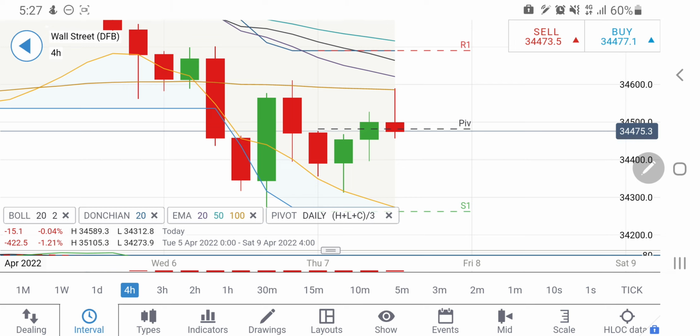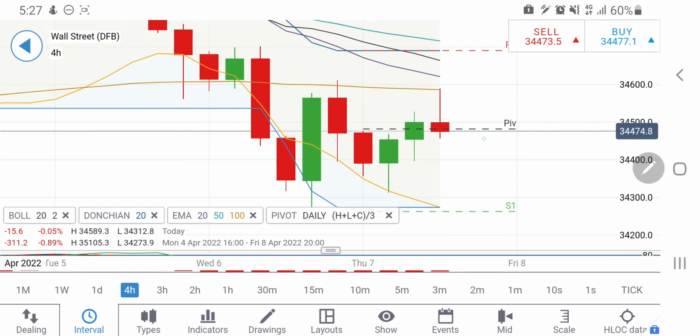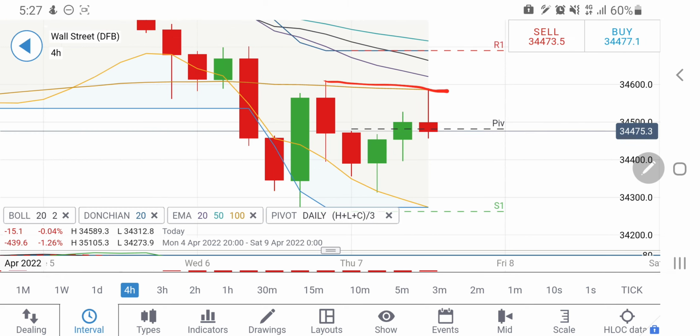US30 is trading at 34,470 levels, and it has seen lower highs on the 4-hour chart at the 34,580, 590 zone. With a sharp up move, it has tried to achieve these highs here very easily.